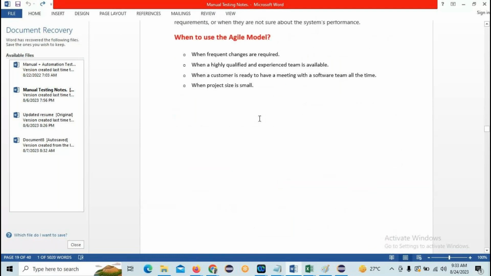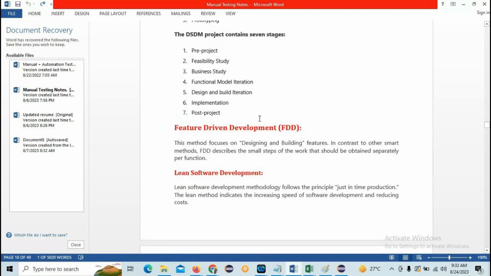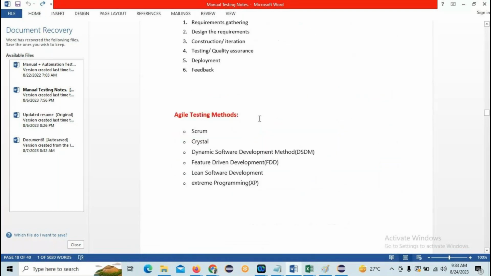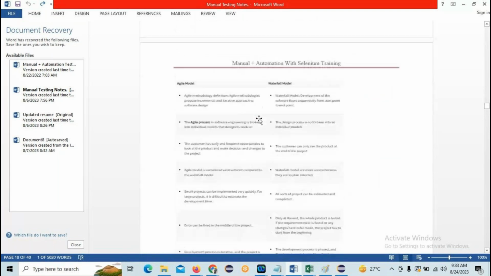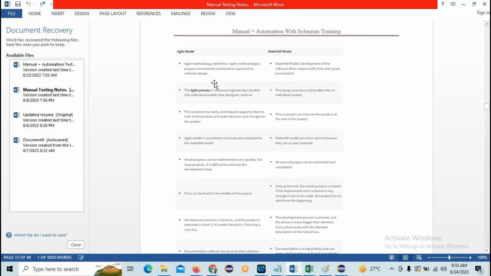Let's see the differences between Agile and the waterfall model. Agile methodologies propose an incremental and iterative approach to software design. The waterfall model is sequential, whereas in agile the software process is broken into individual models that are designed and worked on. The customer has early and frequent opportunities to look at the product, make decisions, and change the project.